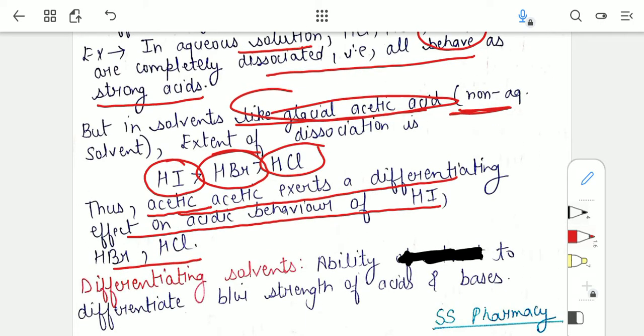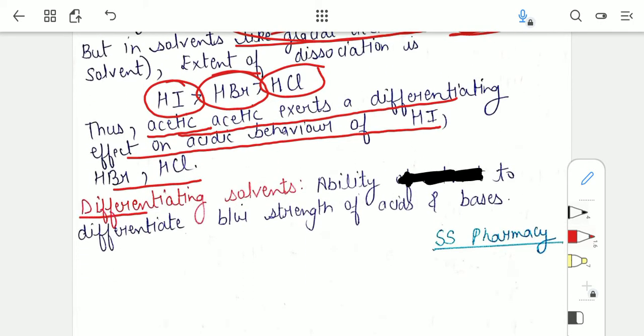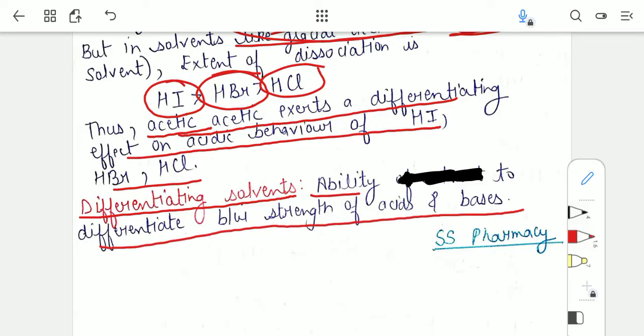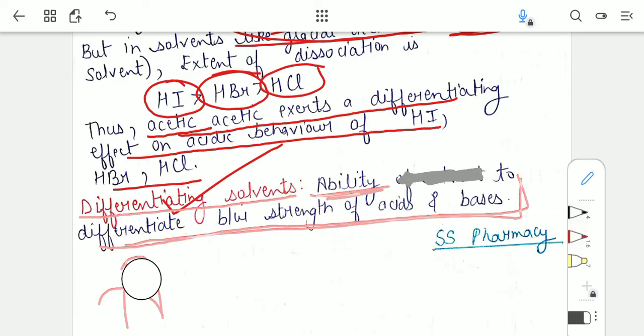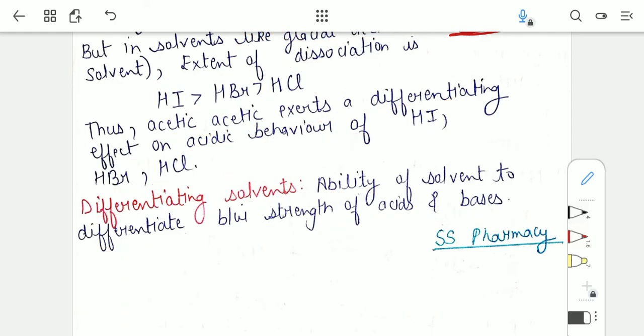Differentiating solvents are the solvents which have the ability to differentiate between the strength of acids and bases. For example, acetic acid is a non-aqueous solvent which possesses the differentiating property. I hope it is clear to you up to here. We have talked about the different effects which are shown by non-aqueous solvents.